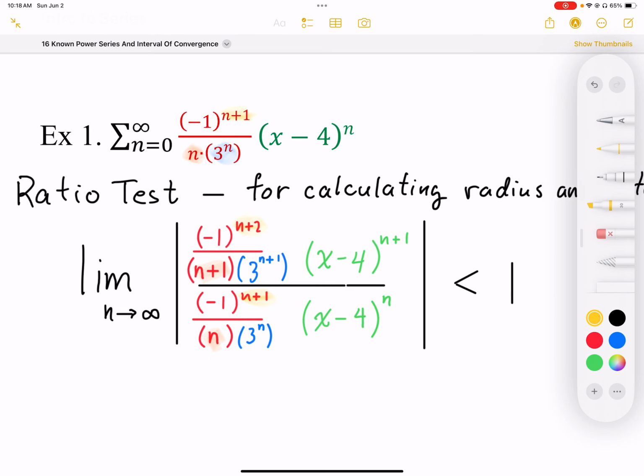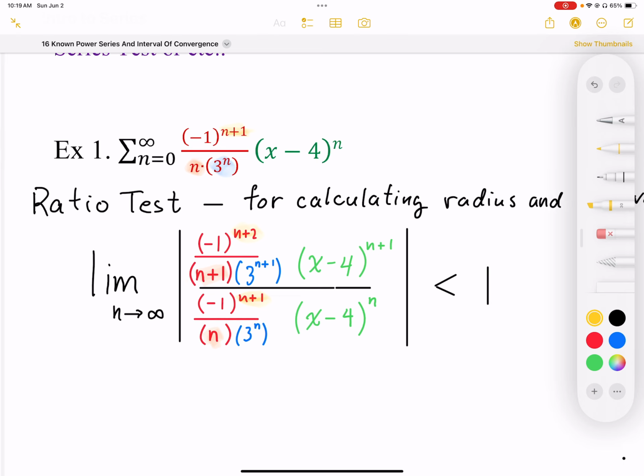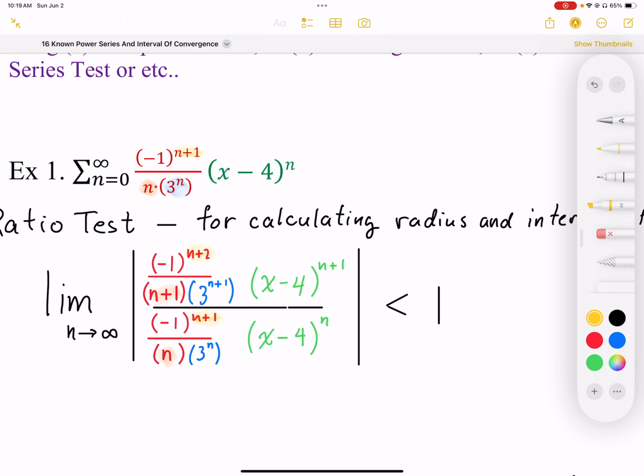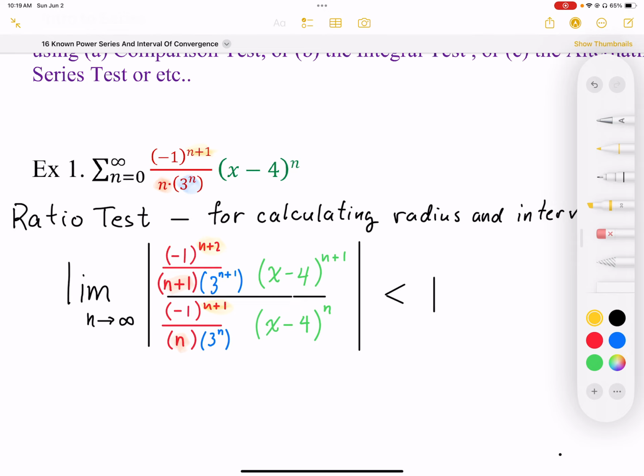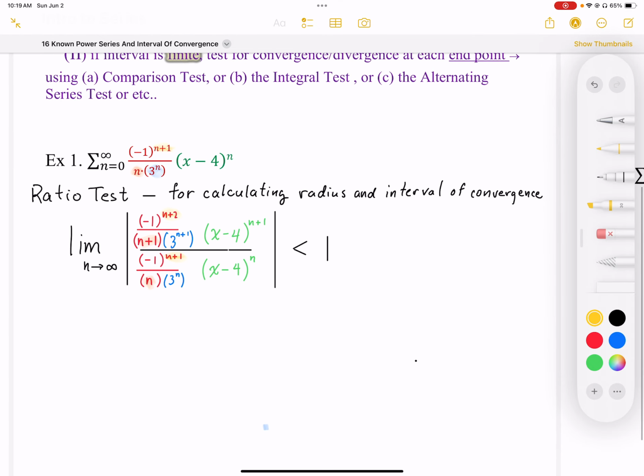So taking a look at example 1, we have this alternating series, negative 1 to the power n plus 1, and we have a geometric series part, 3 to the power n, and we have 1 over n as well. And the power series part is x minus 4 to the power n. So we're going to use our ratio test, and this is going to calculate the radius and interval of convergence.